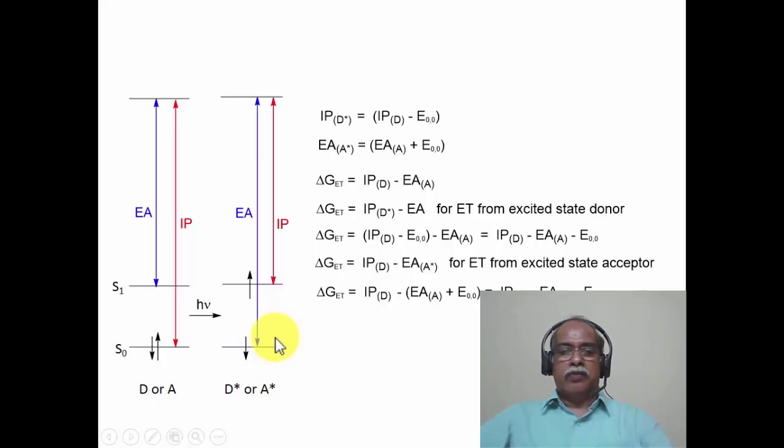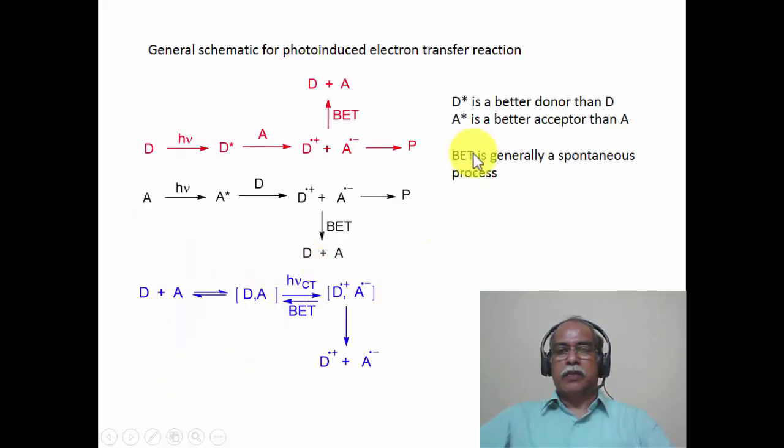E00 signifies the gap between the 0 vibrational level of the S0 state and the 0 vibrational level of the S1 state. So the ionization potential is now reduced. In other words, the molecule is easier to ionize in the excited state compared to the ground state. So the molecule is a better donor in the excited state compared to the ground state, and this is what is meant by the donor is a better donor in its excited state than in the ground state. Similarly, an acceptor is a better acceptor in the excited state than in the ground state.